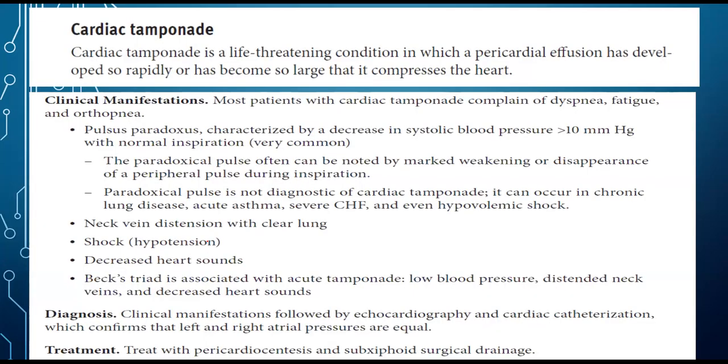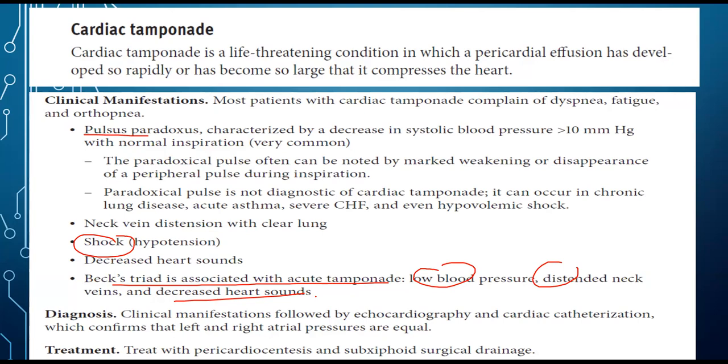Now, cardiac tamponade can become life-threatening because the fluid effusion develops so rapidly that the heart gets compressed. The patient will present with acute heart failure symptoms like severe shortness of breath, orthopnea. They can get pulsus paradoxus, JVP will be raised, and the patient can even get into shock. Now there is a triad of acute tamponade that you should remember, called Beck's triad. The patient will come with features of heart failure, and when you examine them, you get low blood pressure like hypotension, raised JVP, and decreased heart sound. The classic picture is written as a muffled heart sound.